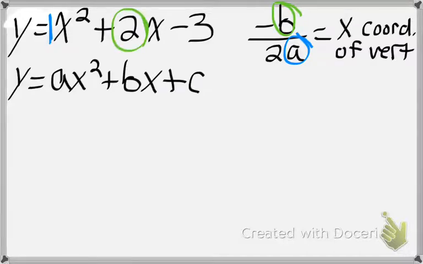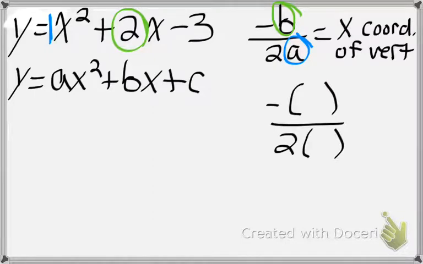So that tells us that's b. So let's fill these into their locations. We know that this formula is the opposite of b all over 2 times a. Okay, so let's get that ready. The opposite of b is 2... well, the opposite of 2 is -2.